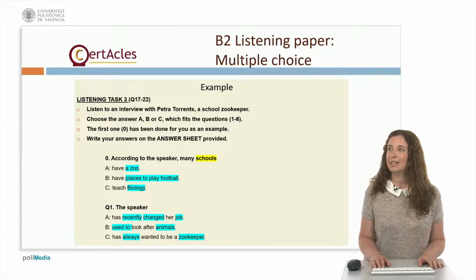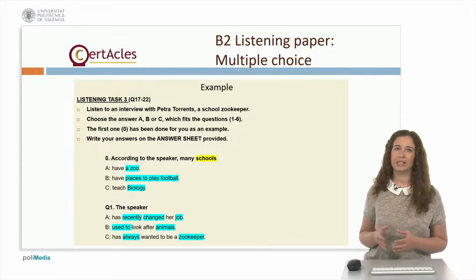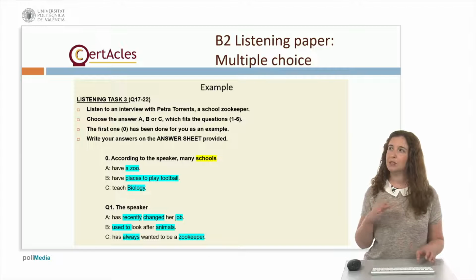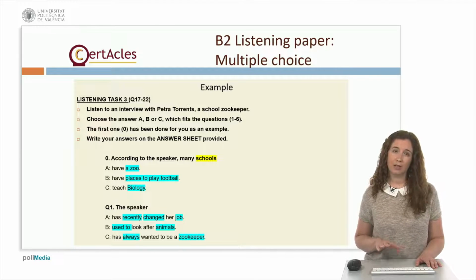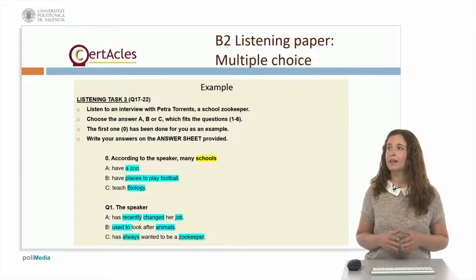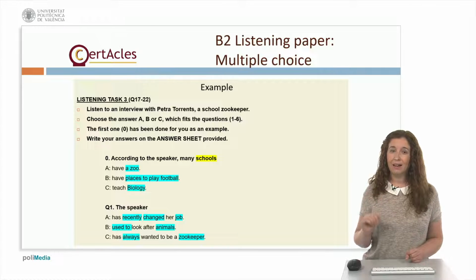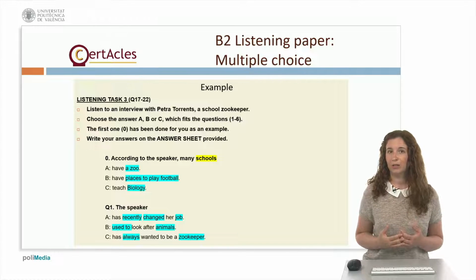This is an example of a listening task, a multiple choice task. Listen to an interview with Petra Torrens, a school zookeeper. Choose the best answer, A, B, or C, which fits the question. The first one has been done for you as an example, and write your answers on the answer sheet provided. Great. So you have an example of some keywords that I have underlined, on how to underline keywords.